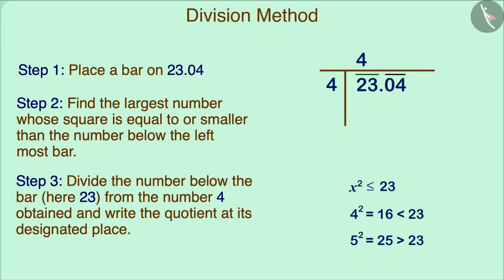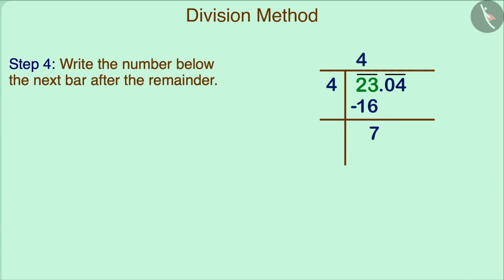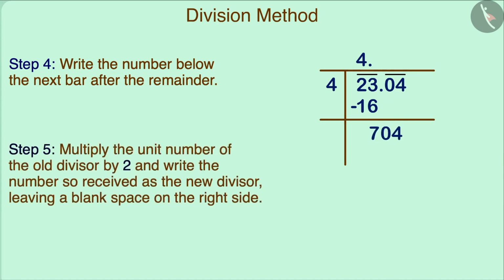Considering the number below the leftmost bar as 23 and writing 16 below it, we will find the remainder. The remainder obtained here is 7. All the whole numbers in our original number are done. Only decimal numbers remain. So now, we will add the decimal to the quotient. Then, we will write the number of the next pair after the remainder. That number here is 04. And thus, our next composite number is 704.